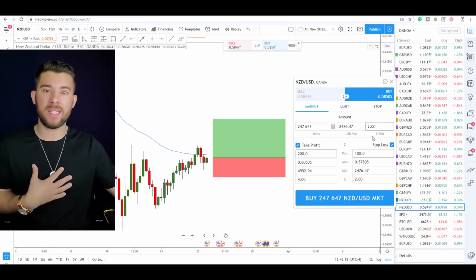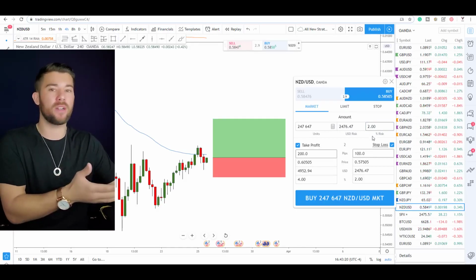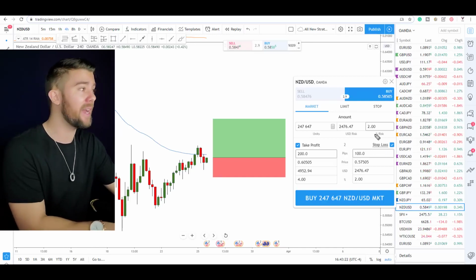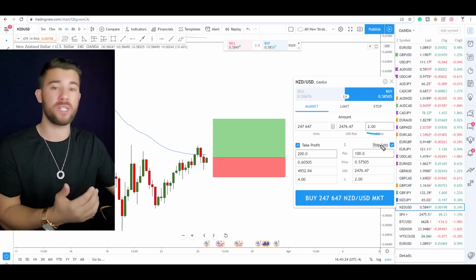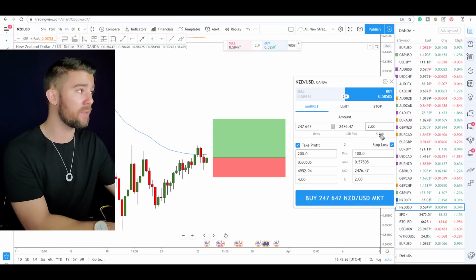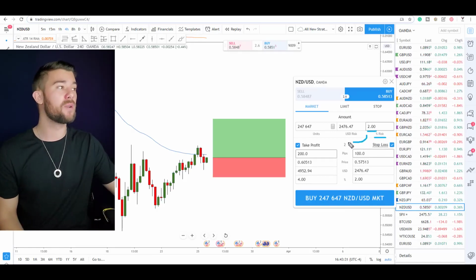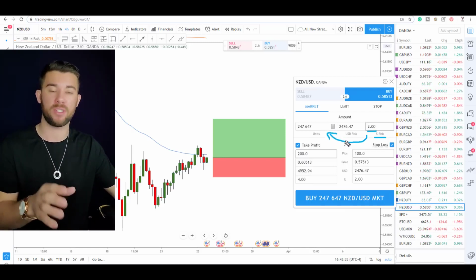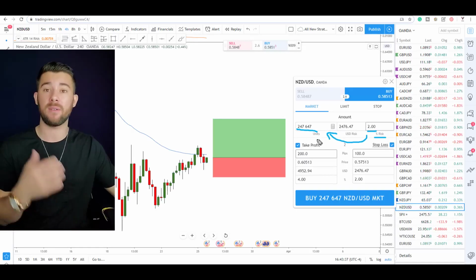So for me, the easy way that I do this is I go here to TradingView, I place my order, and I put in what amount of risk I want to use. As you can see right here on the order form, it says percent risk. When I put in 2% risk, you can see that it shows me the size in units that I'm actually purchasing. And this number is completely random.